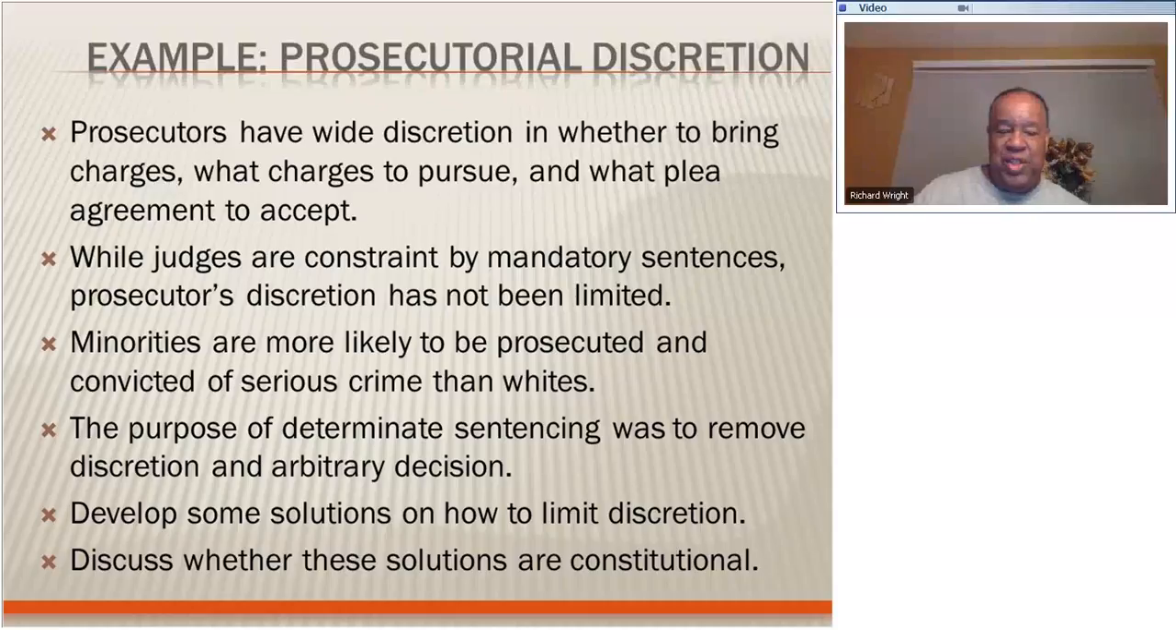The purpose of determinate sentencing, as I said, when there's a certain amount that's determined for sure in advance, was to remove discretion and arbitrary decision.